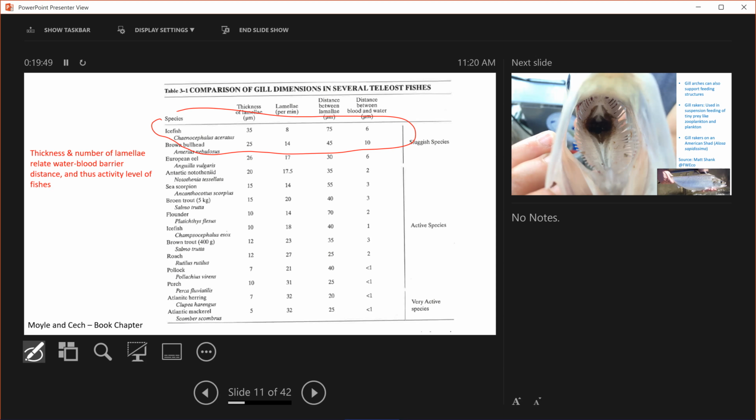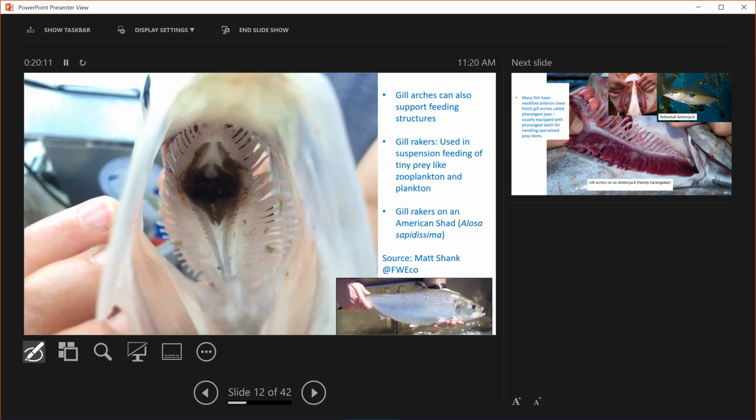Whereas high energy fishes, or fishes that live in low, poorly oxygenated waters, tend to have very, very thin lamellae, and lots of them, because the more you have and the thinner they are, the more opportunities for blood to come in contact with the water. And so you can tell a lot about what kind of habitat the fish lives in just by looking at the lamellae and the gills.